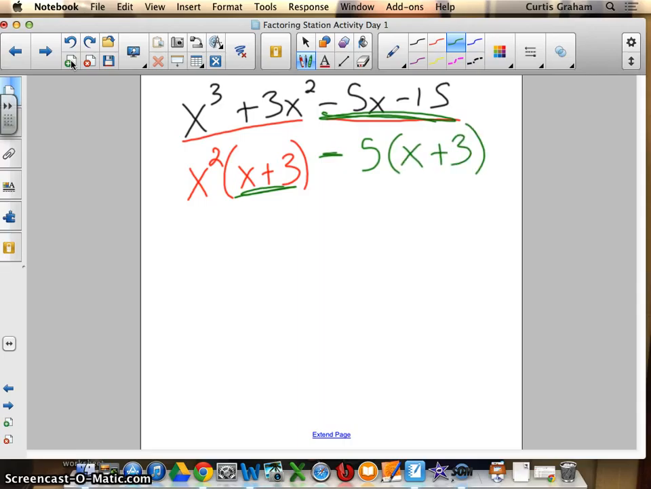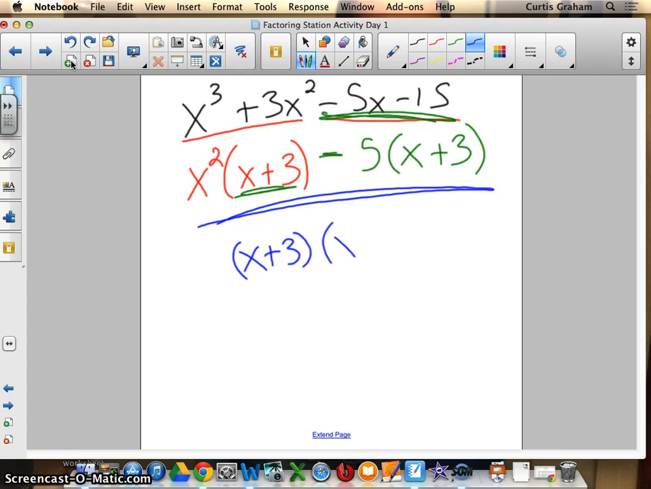Okay, now view this whole thing as one group. x squared times x plus 3, minus 5 times x plus 3. Notice they both have x plus 3 in common, so I'm going to take that x plus 3 out. If I take an x plus 3 out of the first one, I have x squared. If I take an x plus 3 out of the second one, I have a negative 5. There you go, factoring by grouping.